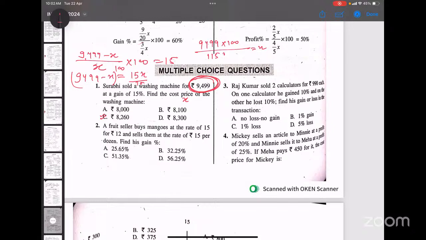What is question number 2? A fruit seller buys mangoes at the rate of 15 for 12 rupees and sells them at the rate of 15 rupees per dozen. Find his gain percent.